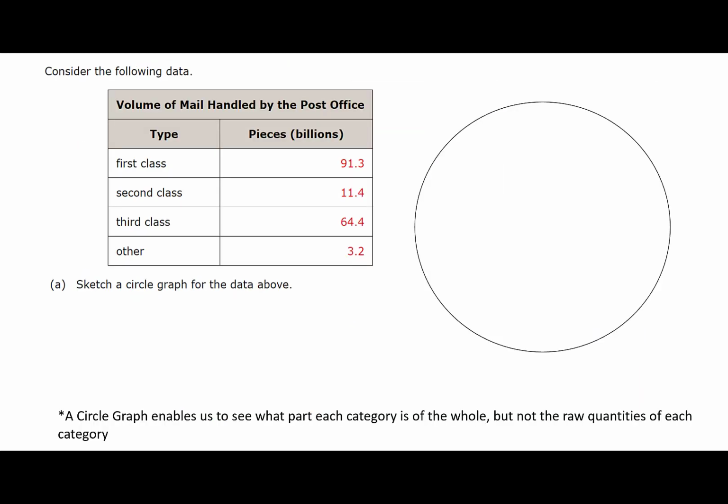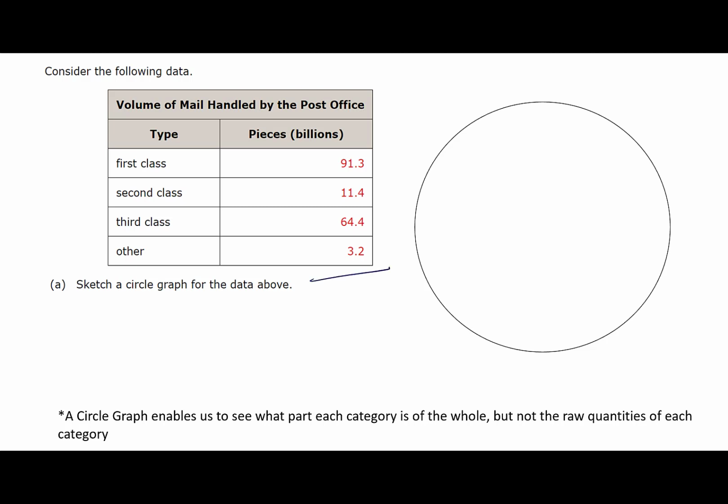Okay, next question says consider the following. We have a chart here about the volume of mail handled by the post office. And this is first class, second class, third class, or other, and it's pieces in the billions. This question says sketch a circle graph for the data above. We're going to sketch a circle graph by using the percentages. I've taught you in class how to sketch both in degrees using a protractor or percents using just an estimate of what we know 25% looks like and 50% looks like. For this video, we're going to do just the percents again.